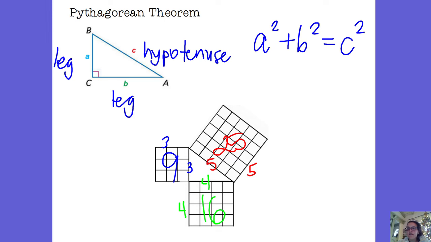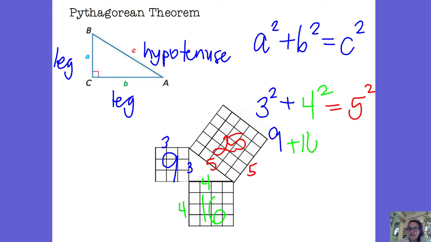So if you think a squared plus b squared equals c squared, 3 squared plus 4 squared should be equal to 5 squared. Well, we know 3 squared is 9. 4 squared is 16. And that should be equal to 25. Well, 9 plus 16 is indeed 25. 25 is equal to 25. Ching!